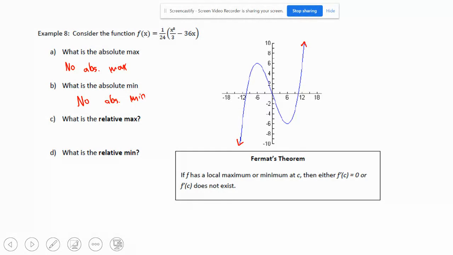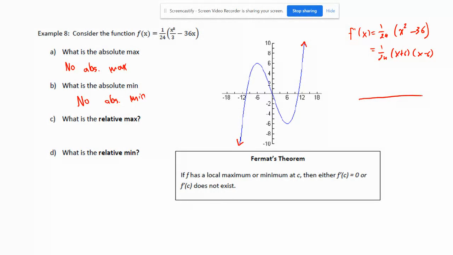Okay, here's our function. Now, what I'm going to do over here is take the derivative of this. So f prime of x equals 1 over 24 of x squared minus 36, which is 1 over 24 times (x plus 6)(x minus 6). Now, if you recall from our last section, intervals of increase and decrease, I'm going to put in a -6 here and a +6 here. I'm going to do my test.